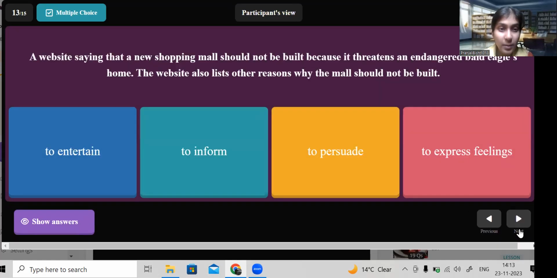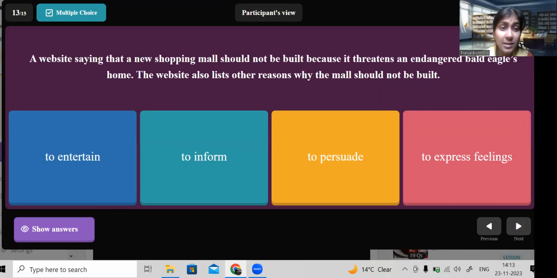Now the next one. A website saying that a new shopping mall should not be built because it threatens an endangered bald eagle's home. The website also lists other reasons why the mall should not be built. What is the author's purpose here? Take your time to read. There's no rush. You can read carefully and then tell the answer.